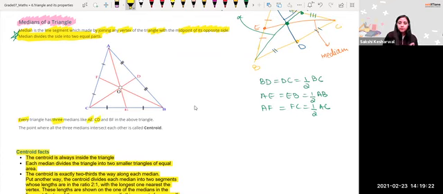AE, CD, and BF in the above triangle. So there's a triangle, and my triangle is different, right? The point where all the 3 medians intersect is called what, beta? Centroid. So the main point is that you should know what the centroid is.